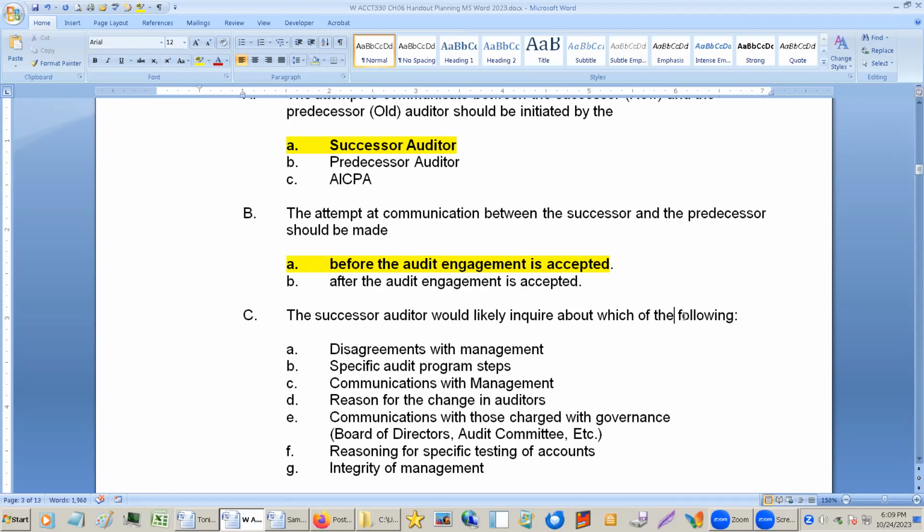Okay, the successor auditor would likely inquire about which of the following. How about A, yes or no? Yes. Yeah, you want to know if there are any disagreements with management, ask them, or any problems. Specific audit program steps. That one probably not. You're going to have your own audit. You're going to do it your own way. Unless there was something really unusual, you probably would not talk to them about what the steps were. But if there was a disagreement with management, you might ask how they came up with that or why they think that. Any just general communications with management?